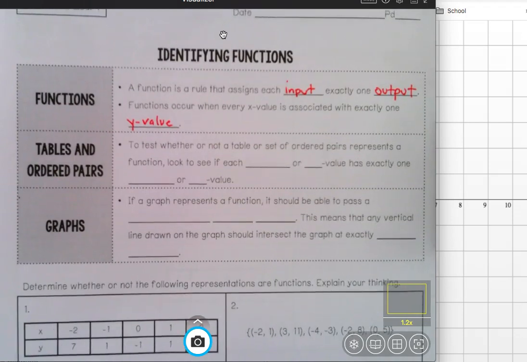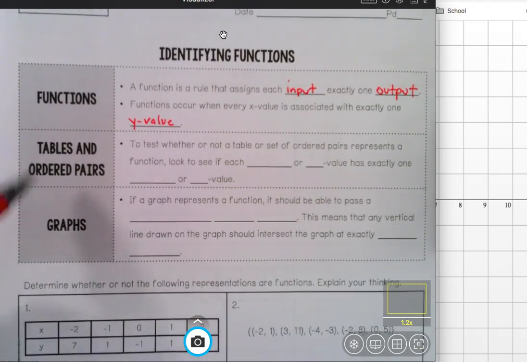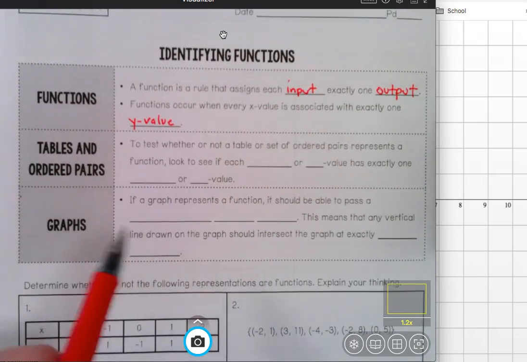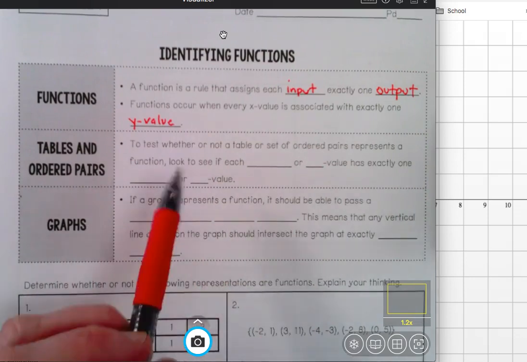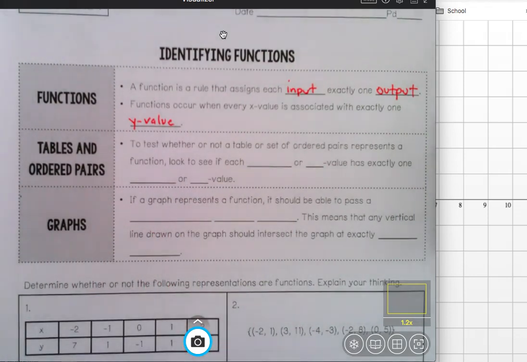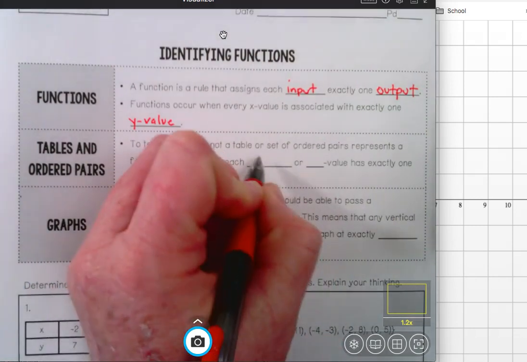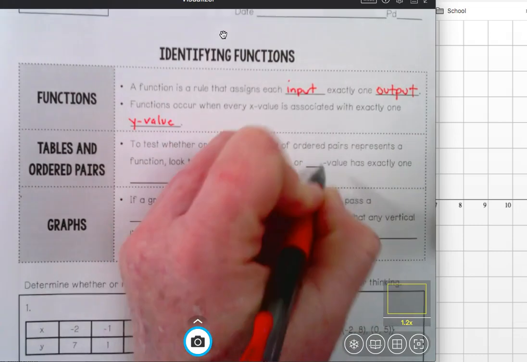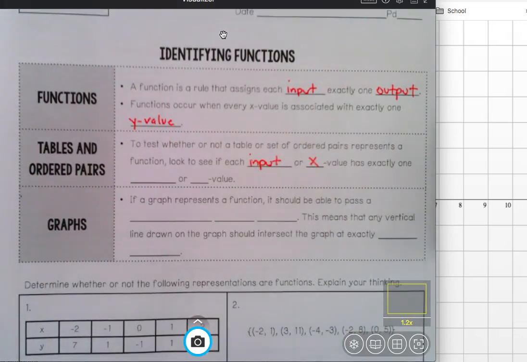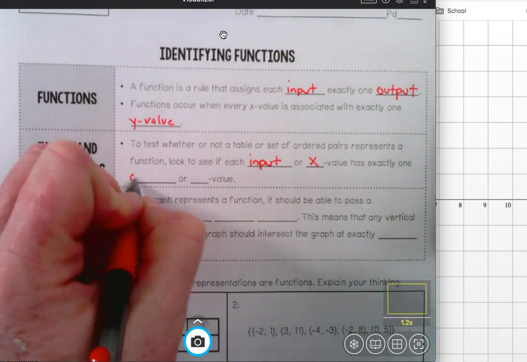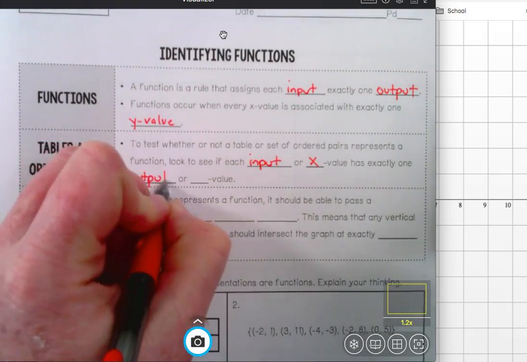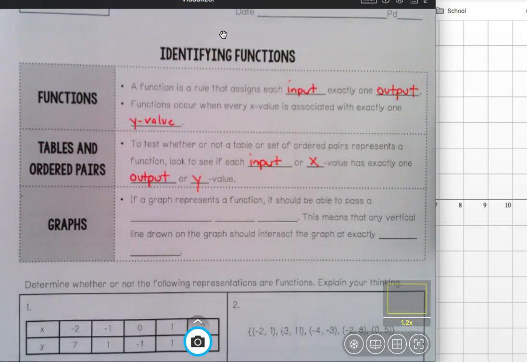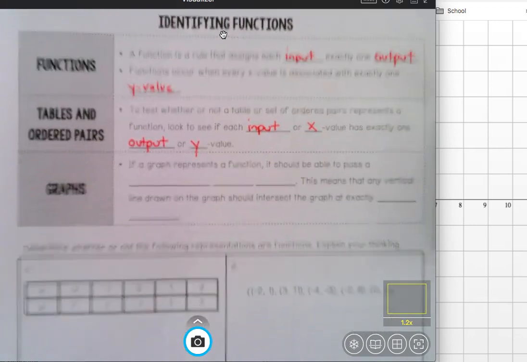Okay. So if you're looking at tables and ordered pairs, how can we tell if something's a function or not? To test whether or not a table or set of ordered pairs represents a function, look to see if each input or x value has exactly one output or y value. So let's take a look at some examples down below.